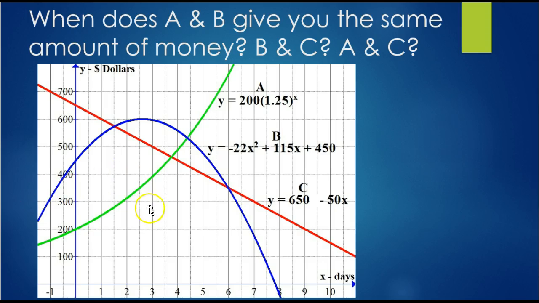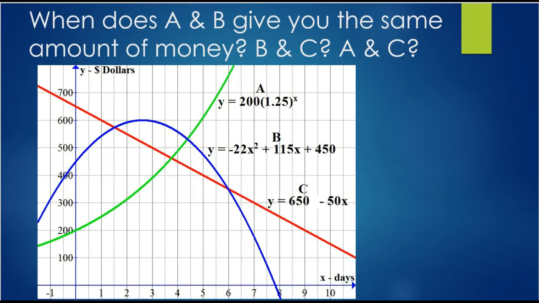This one, I guess I jumped the gun. When does A and B give you the same amount of money? B and C, and then A and C. Well, A, if we're saying that's the exponential, A and B will give you the same, that's right here. B and C will give you the same here and here. And A and C will give you the same right here.